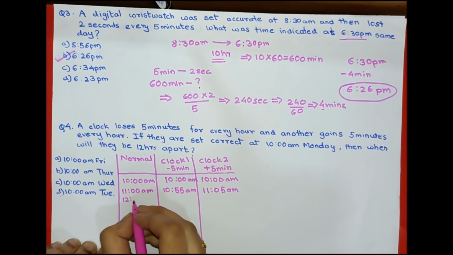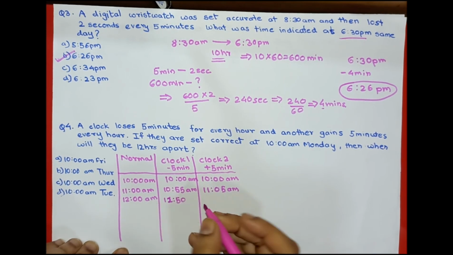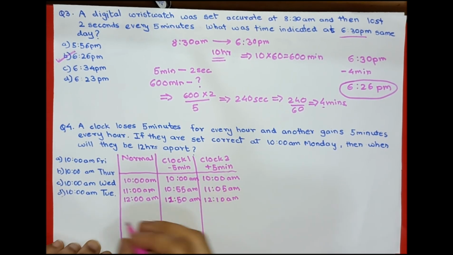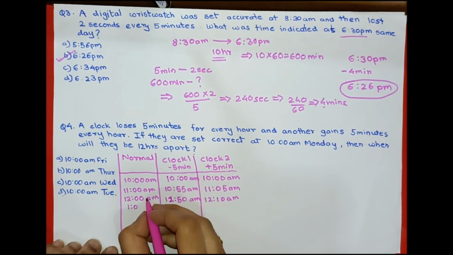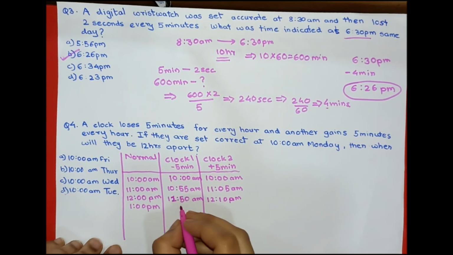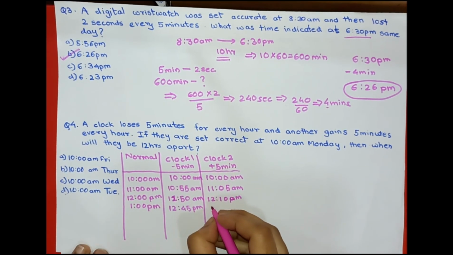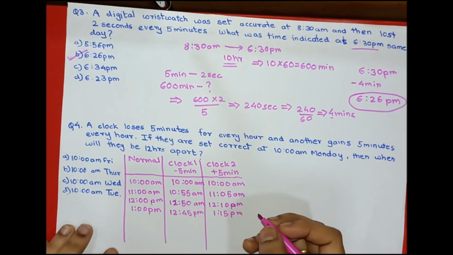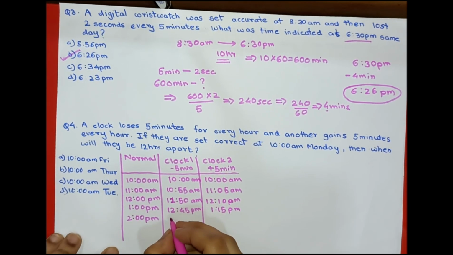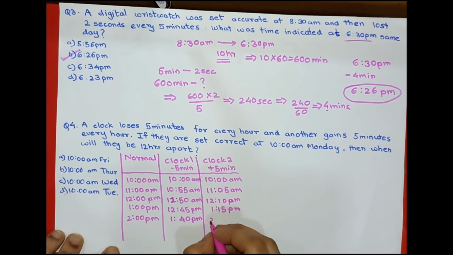Now again after 1 hour the time will be 12 p.m. The clock 1 would show the time as 11:50 a.m. and the clock 2 would show the time as 12:10 p.m. Again after 1 hour, this was supposed to be 1 p.m. The clock 1 would show the time as 12:45 p.m. and the clock 2 would show the time as 1:15 p.m. Again, after 1 hour, the clock 1 would show the time as 1:40 p.m. Clock 2 will show the time as 2:20 p.m.